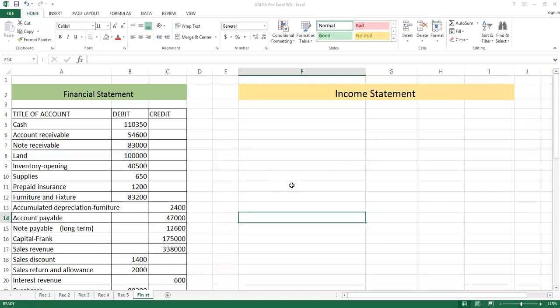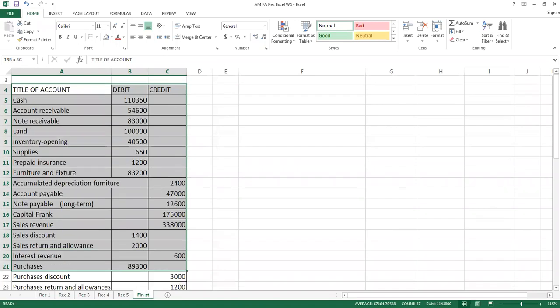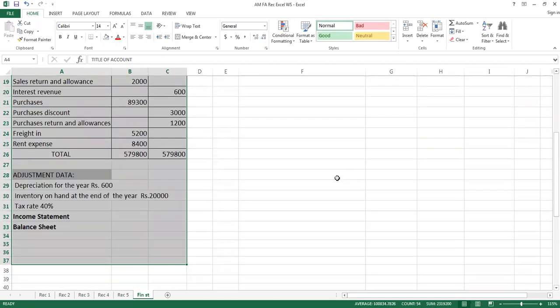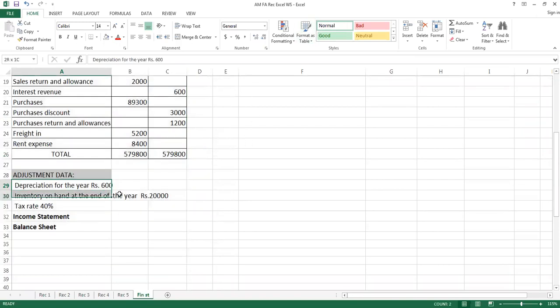Hello student, today we will prepare the income statement and balance sheet of a trading activity. This is the trial balance of a company which is given here, and a few additional data is available. The question is supporting us, as there are three additional data which are available in this question.